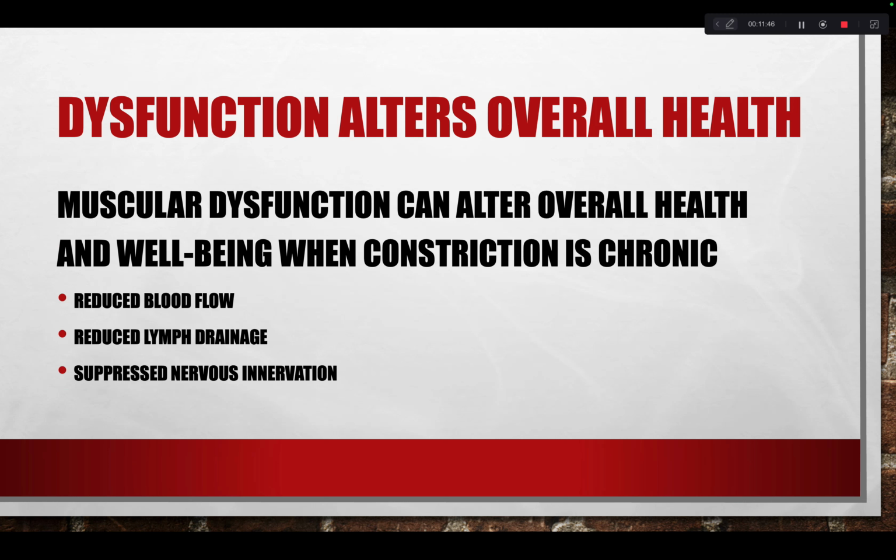So dysfunction can also alter your overall health. We've learned that everything's connected, right? When one area has dysfunction, it can creep up and cause dysfunction in another area. Muscular dysfunction can alter overall health and well-being when constriction is chronic. So chronic dysfunction results in reduced blood flow, reduced lymph drainage, and suppressed nervous intervention.